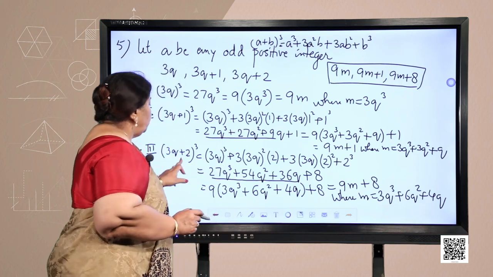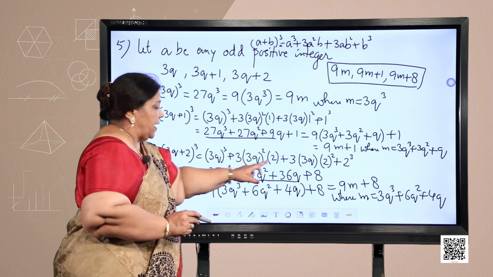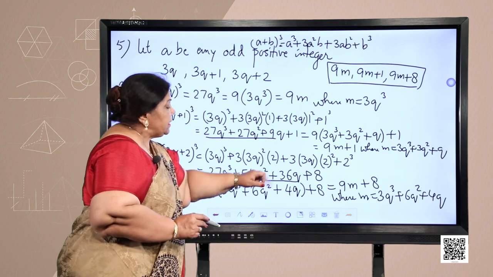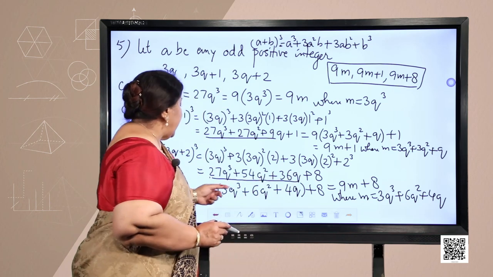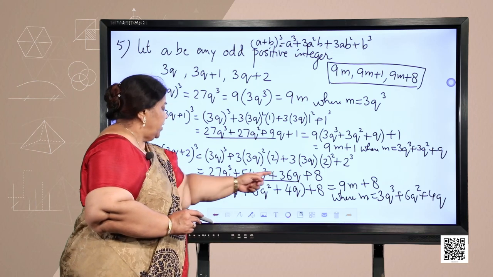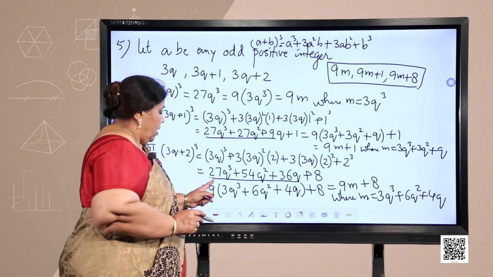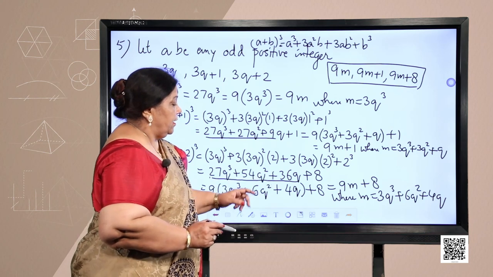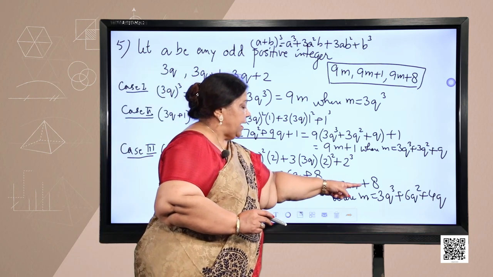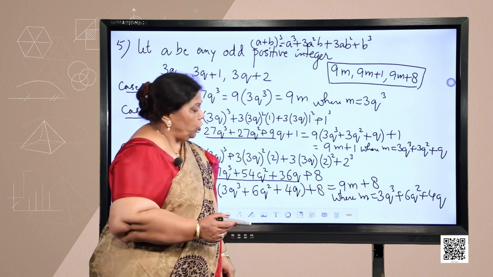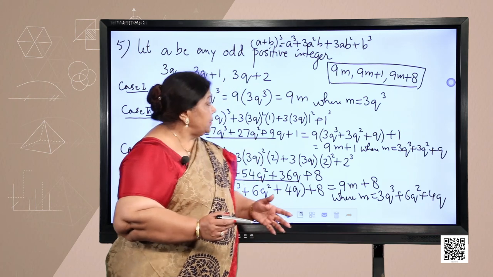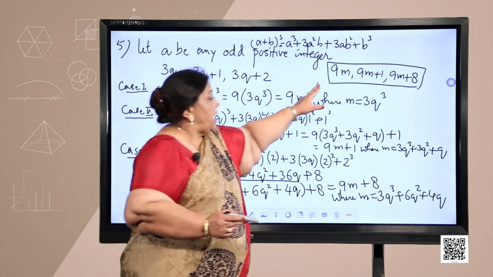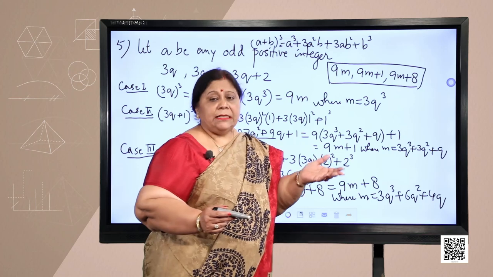In the third case, 3q plus 2 whole cube, in the same way we have expanded and we have got 27q cube plus 54q square plus 36q plus 8. Notice that if I take common 9 from the first three terms, I get 9 into 3q cube plus 6q square plus 4q, plus 8. That gives me in the form 9m plus 8, where m is equal to 3q cube plus 6q square plus 4q. Hence, any odd positive integer on cubing can be expressed in the form 9m, 9m plus 1 or 9m plus 8.